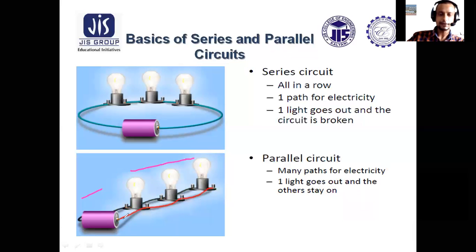So what can we say? The battery and the three bulbs are connected in parallel. So this is known as parallel combination. Now, what are the advantages of parallel connection? Suppose this bulb 2 is blown. If bulb 2 blows, what will happen?